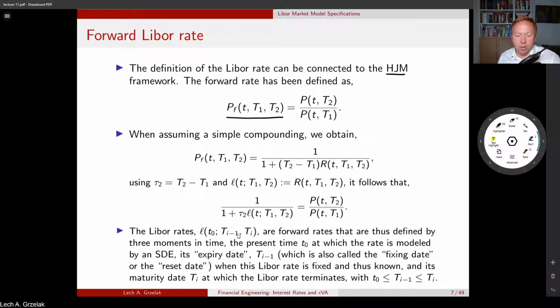So just to summarize here, we have those two important dates. We have this reset date. It's also often called the fixing date.